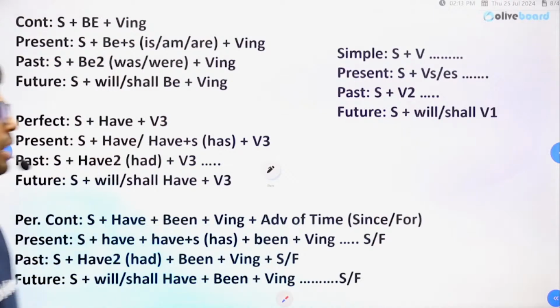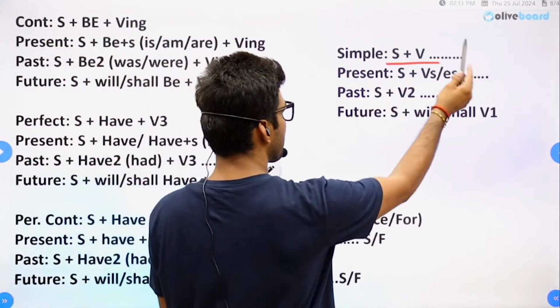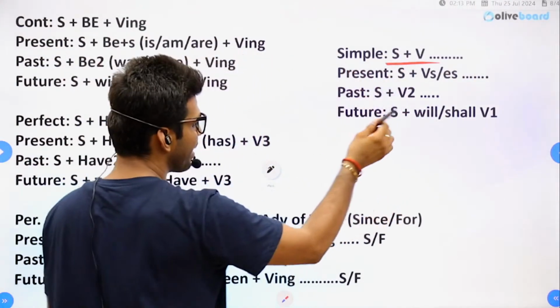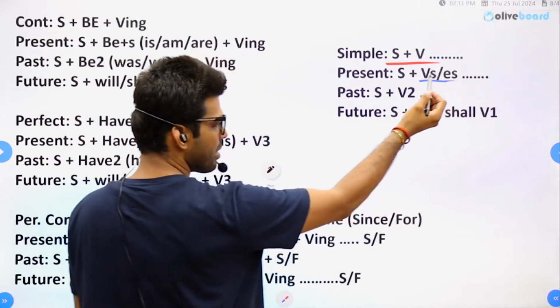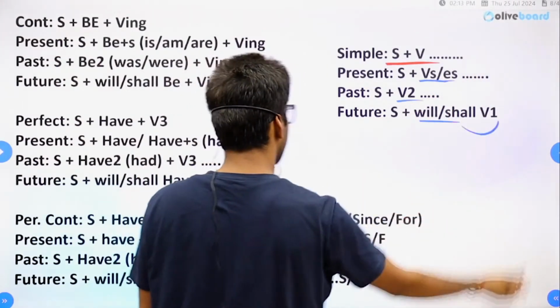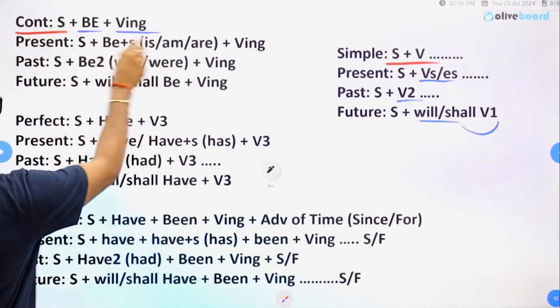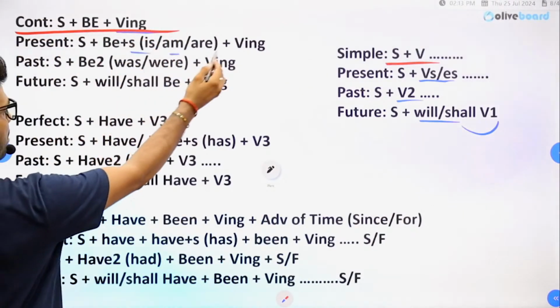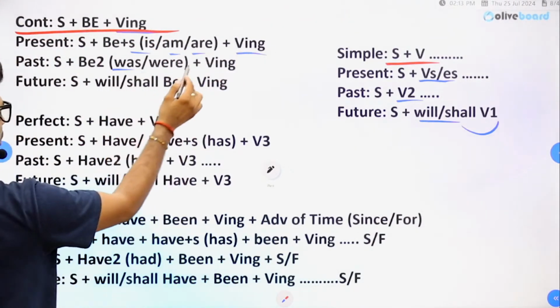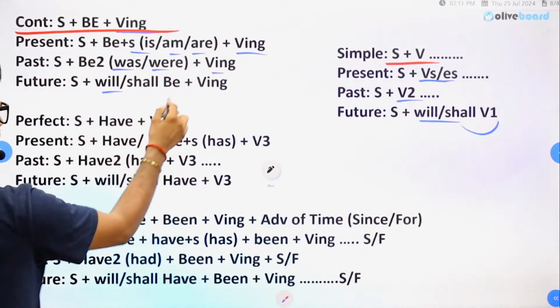Present simple, I repeat, in its base form is subject plus verb, no auxiliary here. V1 plus S/ES in present, V2 in past, modals and V1 in future. Be plus ing in its raw form. Now it goes is, am, are in present plus ing, was, were in past plus ing, modals and be plus ing in future.